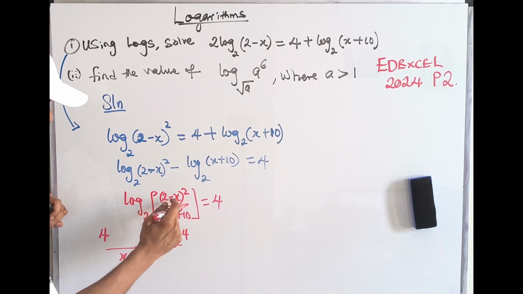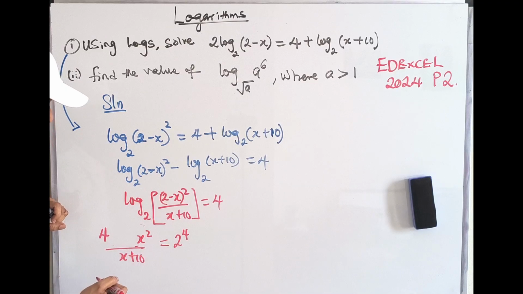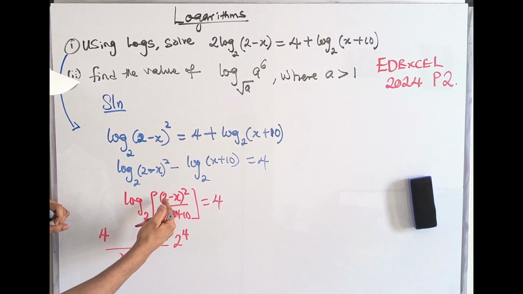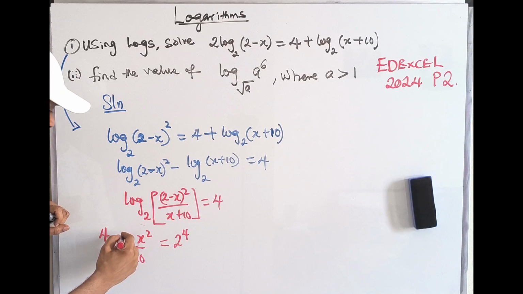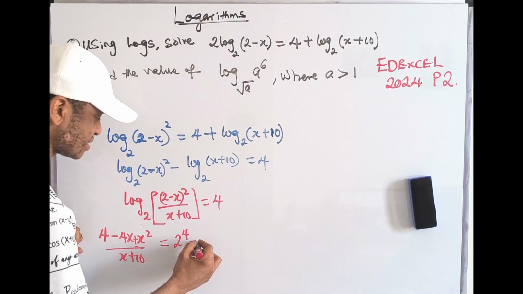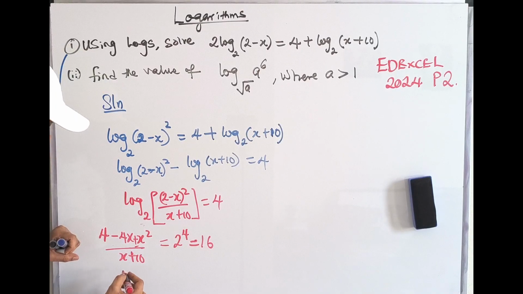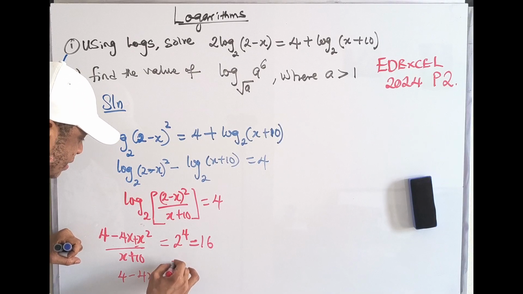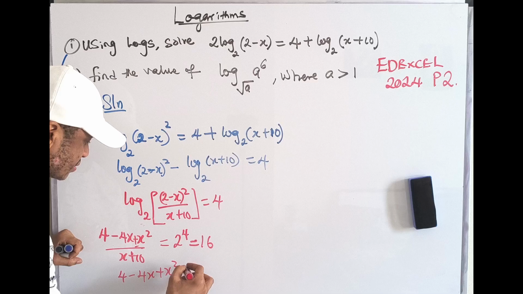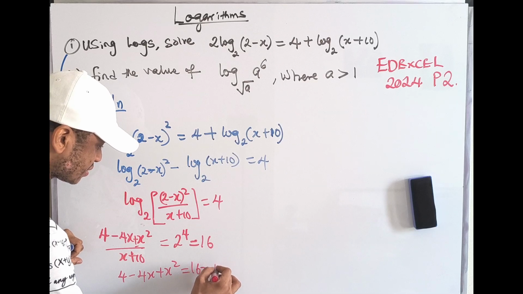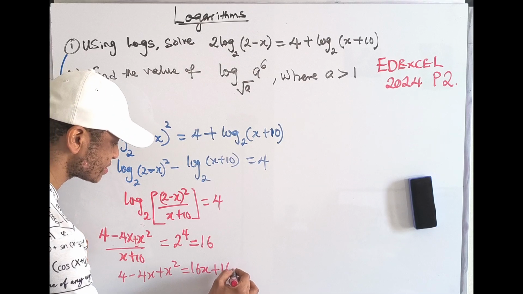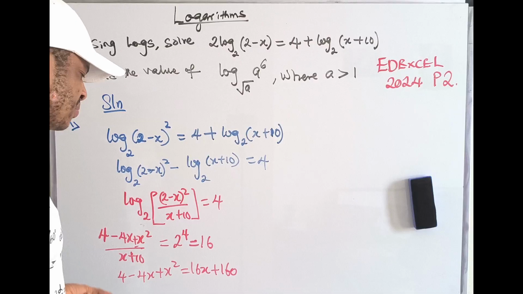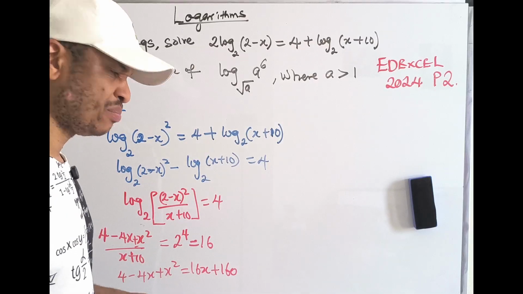So just square this, this will be x squared. Then multiply them, double them, so minus 4x plus, then from here, this is 16. So this will be 4 minus 4x plus x squared is equal to 16x plus 160. So from here you have a quadratic, which I believe you can solve.